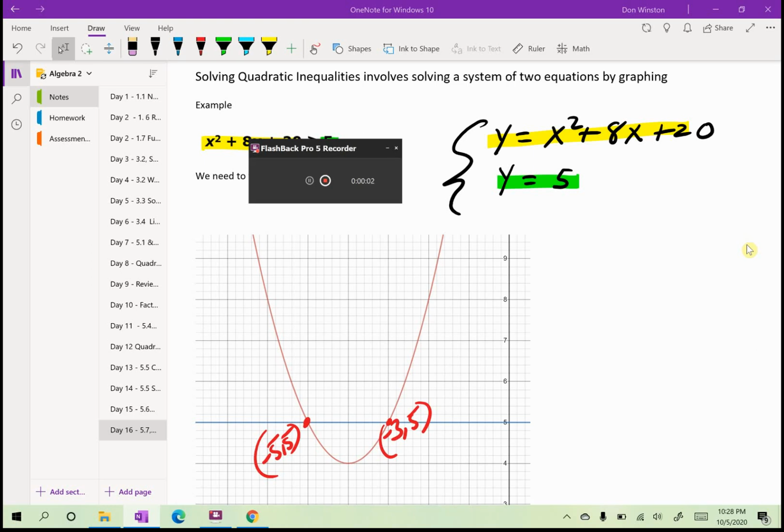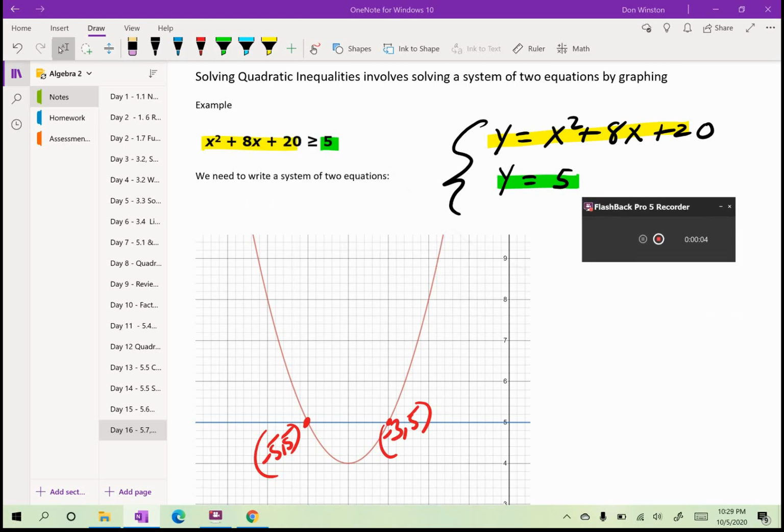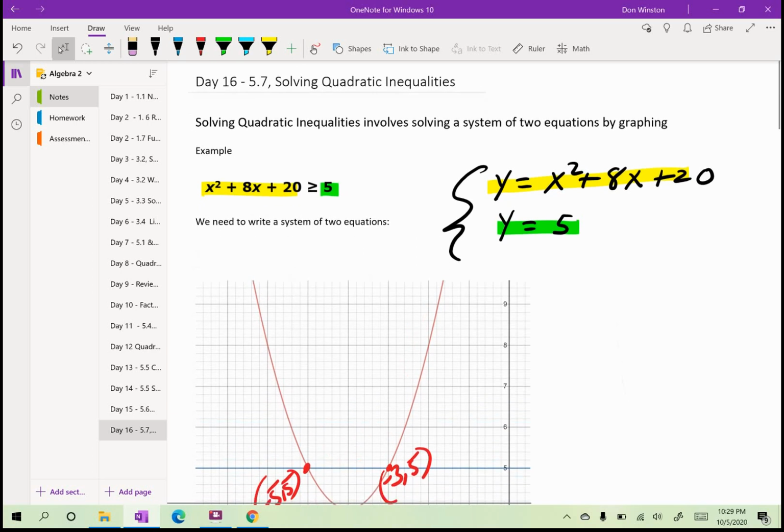Okay, today we'll look at solving quadratic inequalities. We have solved linear inequalities. Today we'll solve quadratic inequalities. In order to solve these quadratic inequalities, we need to solve a system of two equations by graphing. The nice thing about these problems is that you do get to use decimals, and if you have them on the test, you get to use decimals as well.